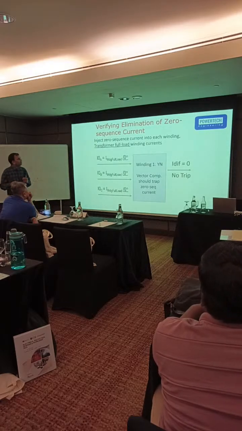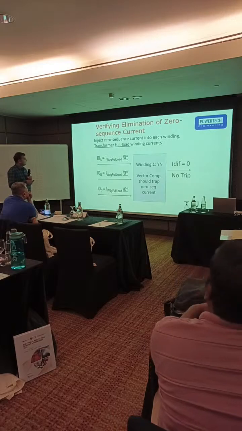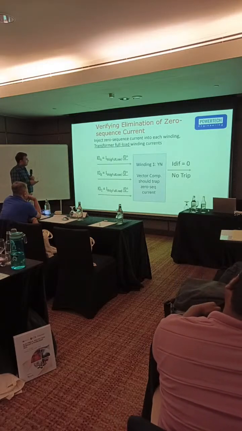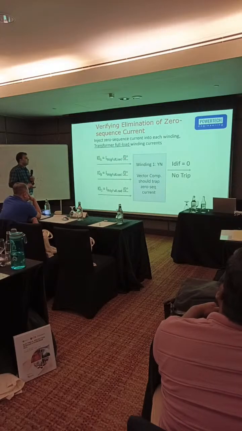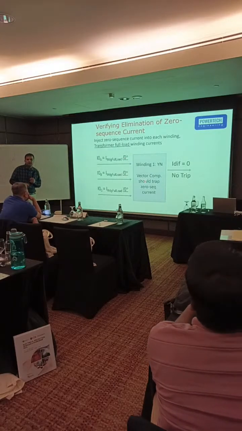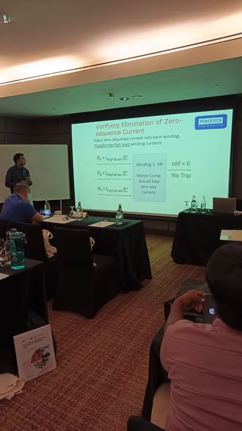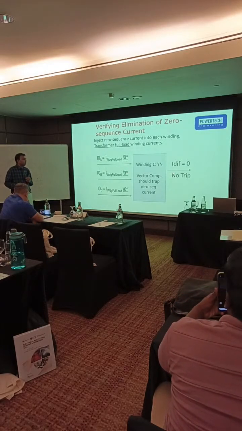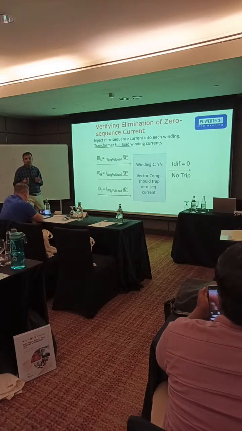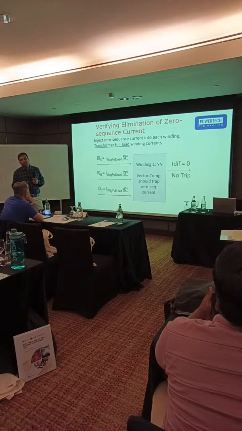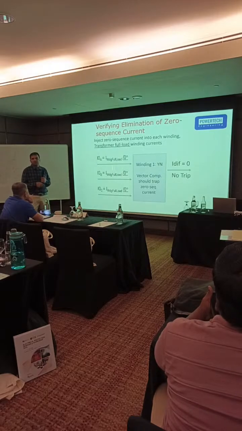Suppose you want to verify whether this zero sequence current elimination is active or not, you just inject current in all three windings with 0 degree, same phase current. Then suppose you have injected 1 ampere in each winding, and setting is 0.2, then relay should operate definitely. But if zero sequence elimination is active, then it will not trip. Differential relay will not trip even if you are injecting 1 ampere.